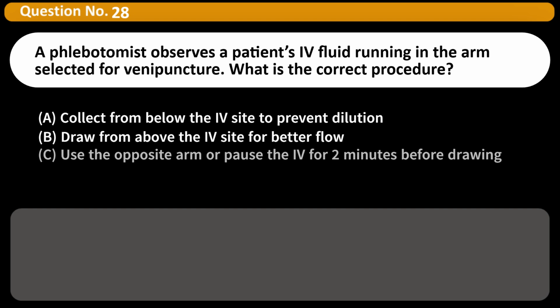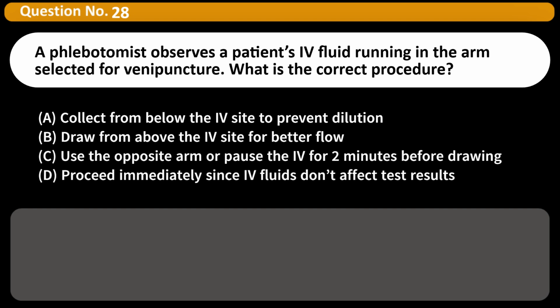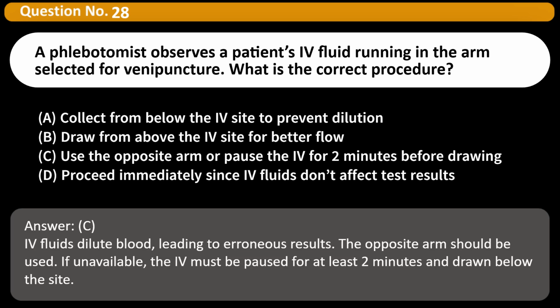A phlebotomist observes a patient's IV fluid running in the arm selected for venipuncture. What is the correct procedure? A. Collect from below the site to prevent dilution. B. Draw from above the site for better flow. C. Use the opposite arm or pause the infusion for 2 minutes before drawing. D. Proceed immediately since fluids don't affect test results. Answer C. IV fluids dilute blood, leading to erroneous results. The opposite arm should be used. If unavailable, the infusion must be paused for at least 2 minutes and drawn below the site.